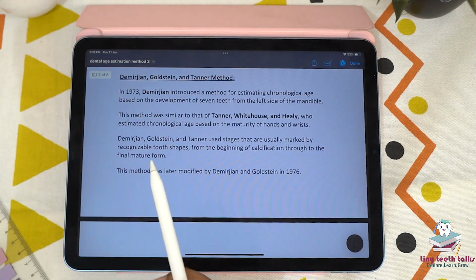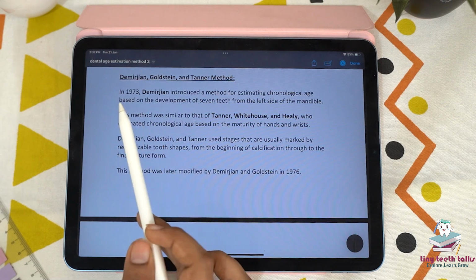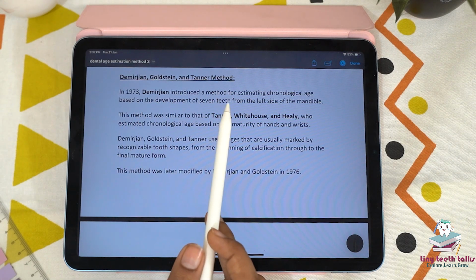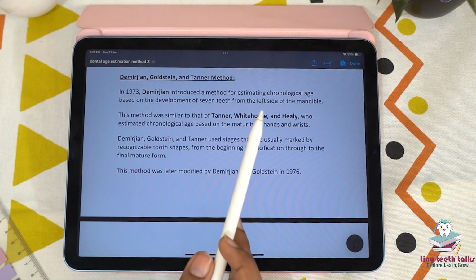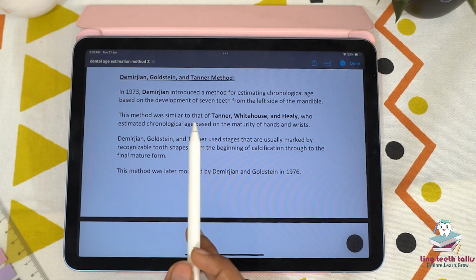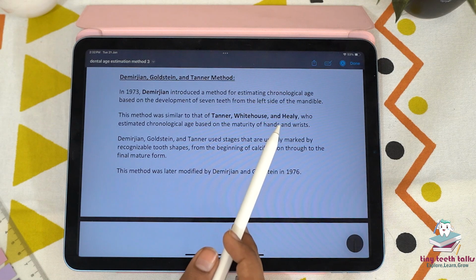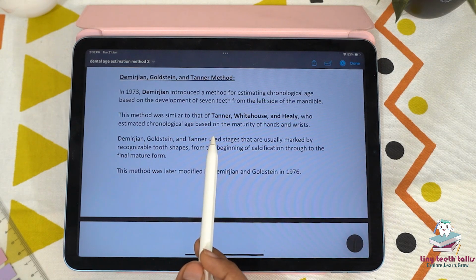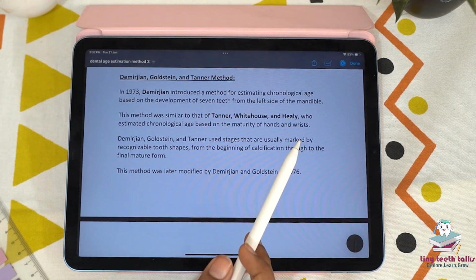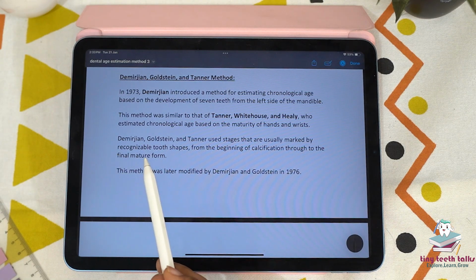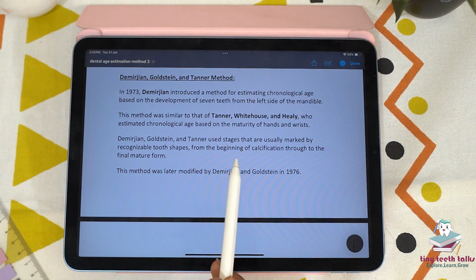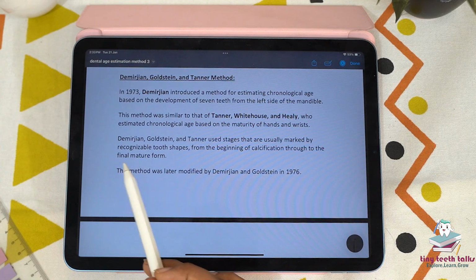The next method is Demirjian, Goldstein and Tanner method. In 1973, Demirjian introduced a method for estimating chronological age based on the development of 7 teeth from the left side of the mandible. This method was similar to that of Tanner, Whitehouse and Healy, who estimated chronological age based on the maturity of the hand and wrist. Demirjian, Goldstein and Tanner used stages that are usually marked by recognizable tooth shapes from the beginning of calcification through to the final mature form.